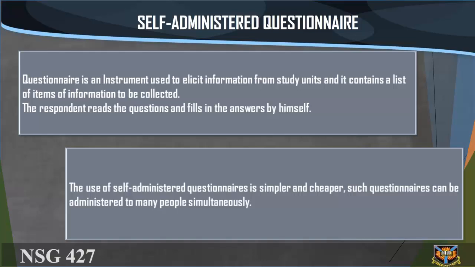Self-administered questionnaire. A questionnaire is an instrument used to elicit information from study units, and it contains a list of items of information to be collected. The respondent reads the questions and fills in the answers by himself. The use of self-administered questionnaires is simple and cheaper. Such questionnaires can be administered to many people simultaneously.